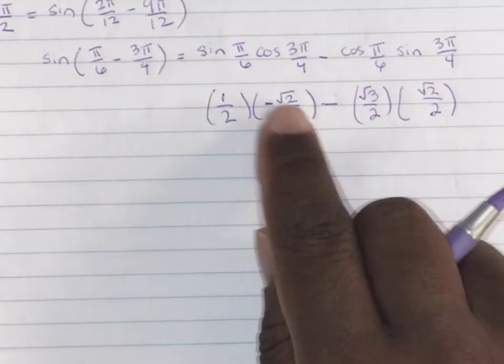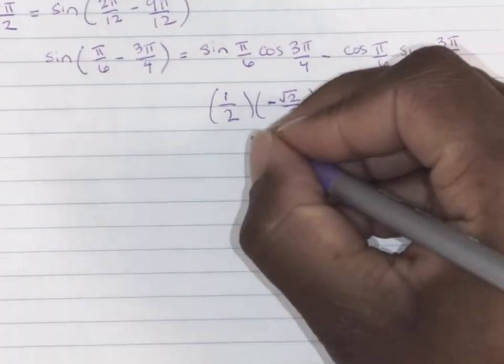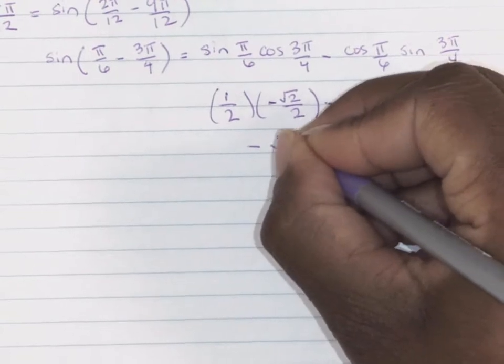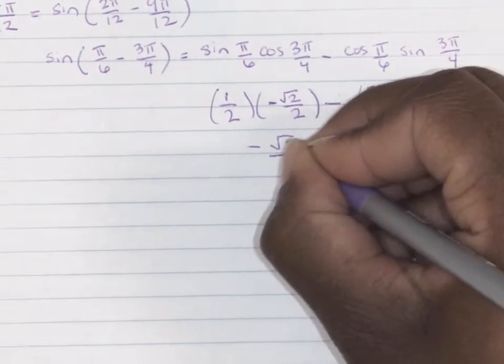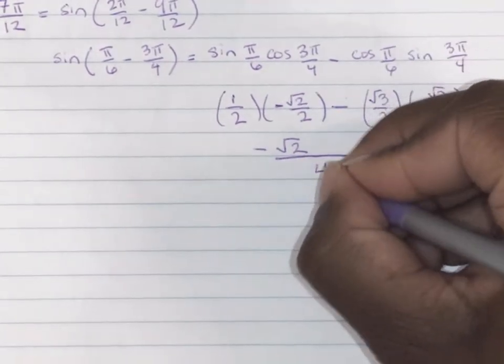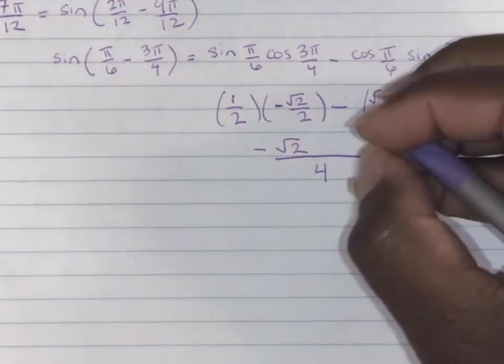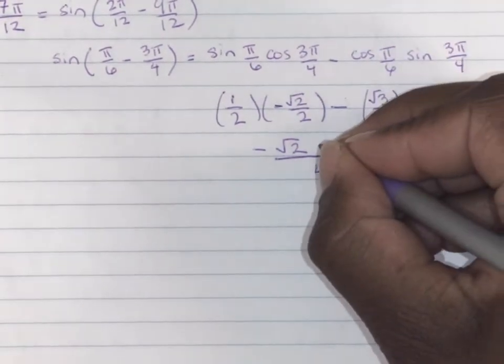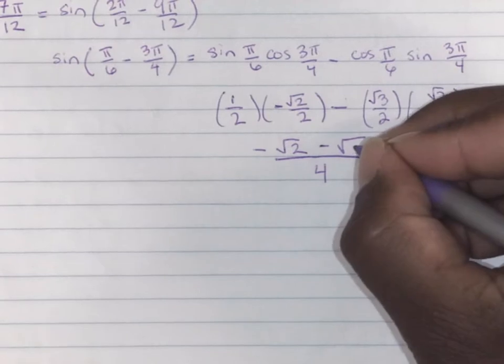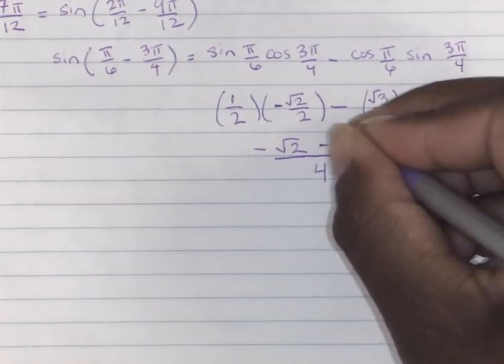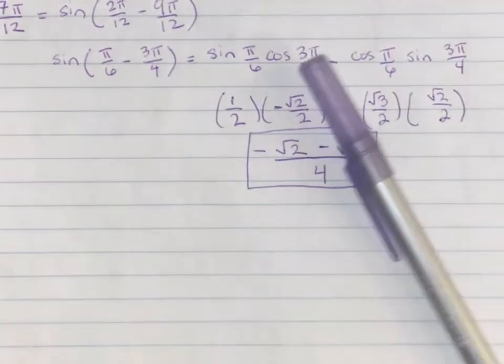I multiply across the top, I got 1 times negative root 2, which is negative root 2 divided by 4. The other side will also be divided by 4. So I would do minus root 3 times root 2, which is root 6. And this should be my answer.